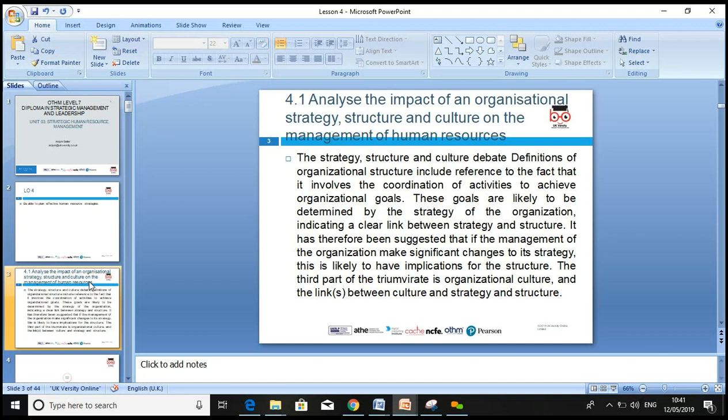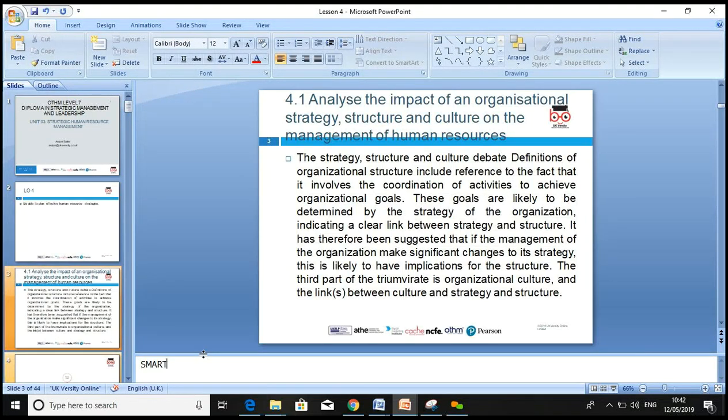So in human resource, we'll discuss what strategies are, and the strategy, structure, and culture debate. The definition of organization structure includes the reference to the fact that it involves the coordination of activities to achieve organization objectives. Whatever we are doing here, at the end of the day, our purpose is to achieve organization objectives. So when we set our objectives, we need to set them SMART: specific, measurable, achievable, realistic, and time defined, and our HR activities need to lead to achieving these objectives.